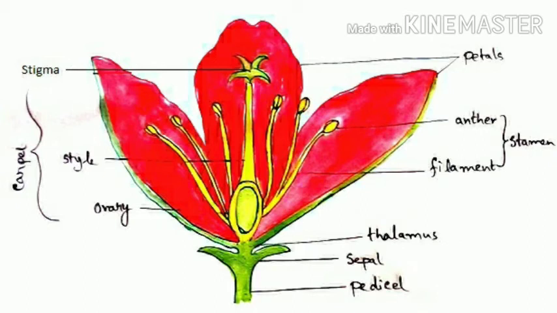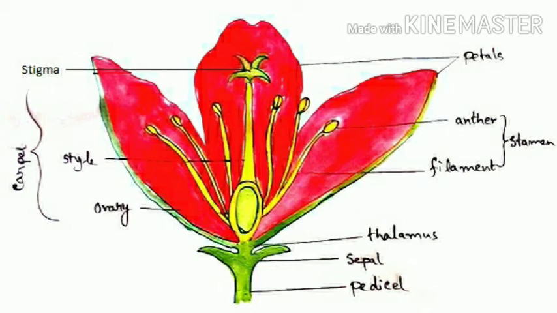Calyx means sepals together, corolla means all the petals together, gynoecium means all the carpels together, and androecium means all the stamens together. So these four whorls form the whorls of a flower. Some flowers can have either androecium or gynoecium in them. They are called unisexual flowers, like the flower of a papaya. It can be either male or female.